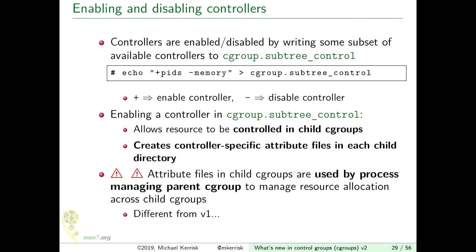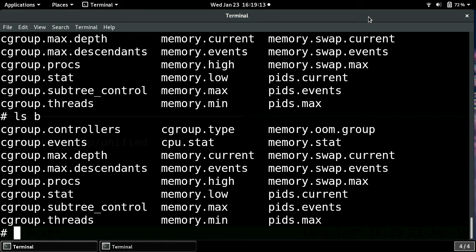Okay, so those attribute files that appeared in the child directories A and B, things like memory.max and PIDs.max, these are being used from the level above to control PID allocation and memory allocation in the lower level cgroups.